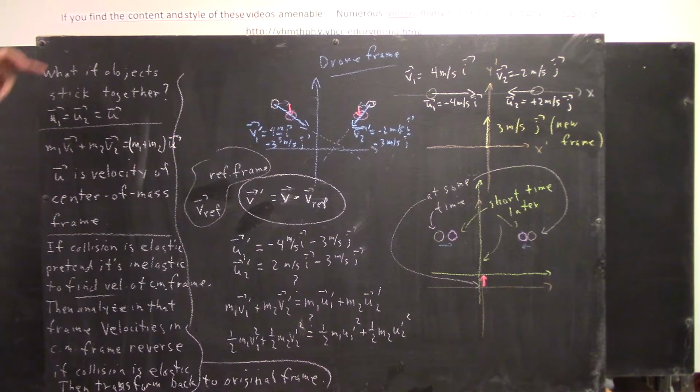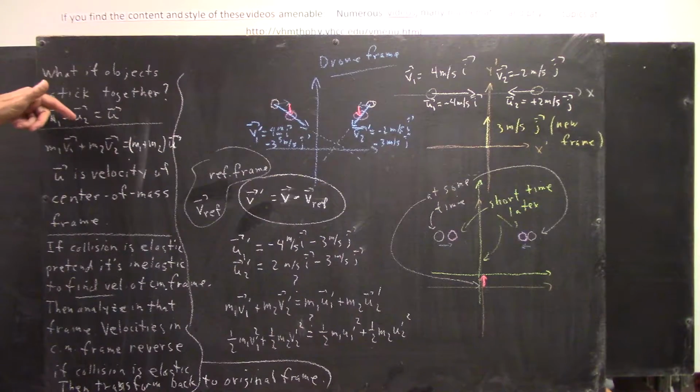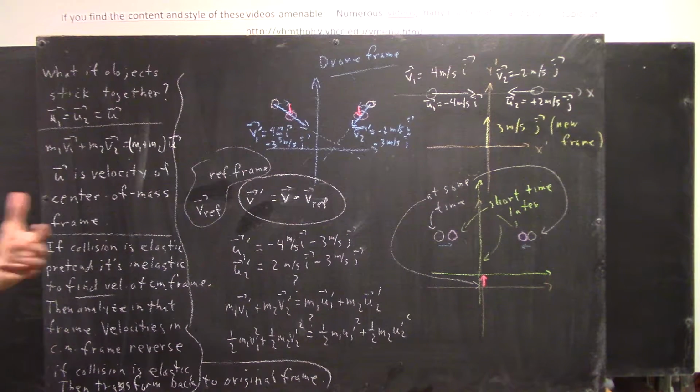Okay, so if the two objects stick together, how do we analyze that collision? Well, that one's pretty easy. The u1 and u2, the after collision velocities, are both the same. So we don't have to call that u1 or u2, it's u. The two objects stick together, so they're going to be moving with the same velocity, same speed, same direction.